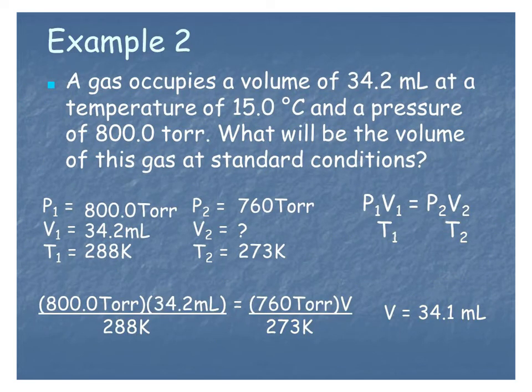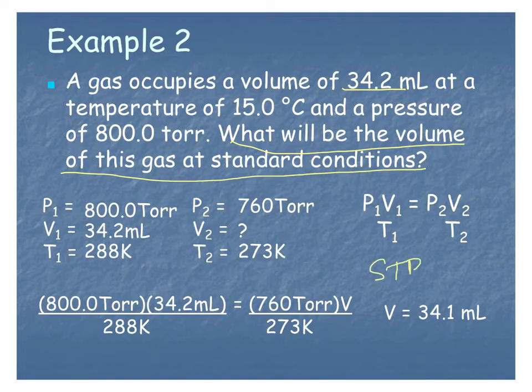So here we have a new one that has the gas occupying a volume of 34.2 milliliters at 15 degrees C and a pressure of 800 torr. So just a little bit above 1 atmosphere and a little bit colder than room temperature. What would be the conditions and volume of this gas at standard conditions? And so we have to remember the standard STP equals 0 degrees C, or 273 K, and 1 atmosphere.